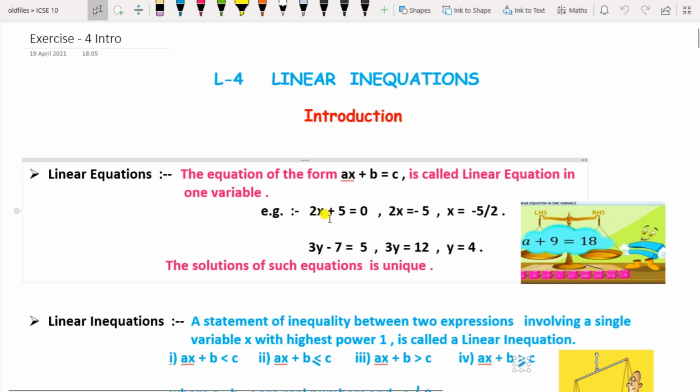Now for example, if you take this example here, 2x plus 5 equal to 0, you get the value of x as minus 5 by 2, and for this equation you get the value of y as 4. So this proves that the solution of such an equation is unique. That is, if you substitute y equal to 4 here, then only the left hand side of the equation is equal to the right hand side, and that is why there is an equal to sign in between. So these are linear equations. They are of the form ax plus b equal to c, and the solution of such equations is unique. Okay, it is balanced.